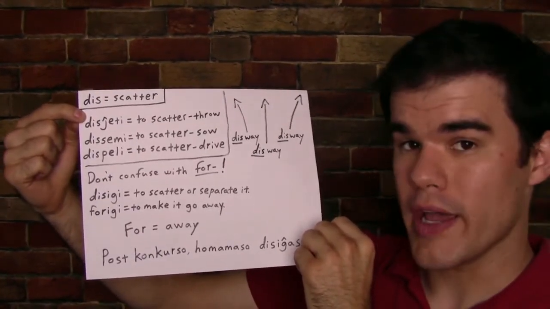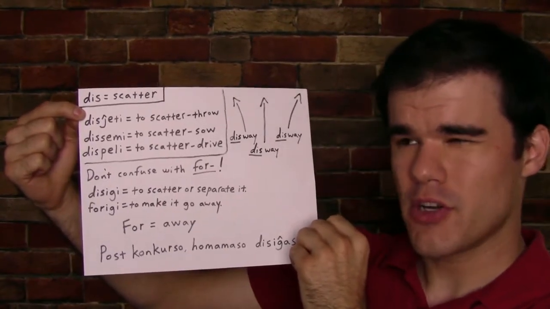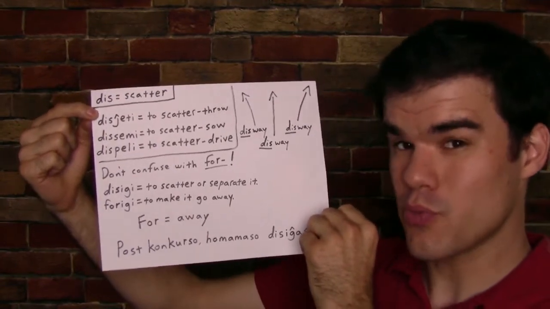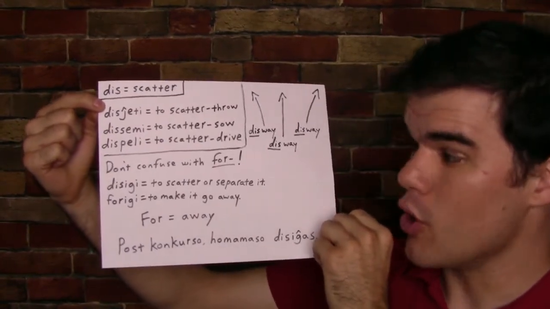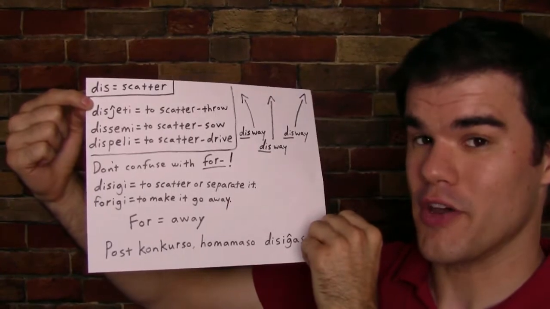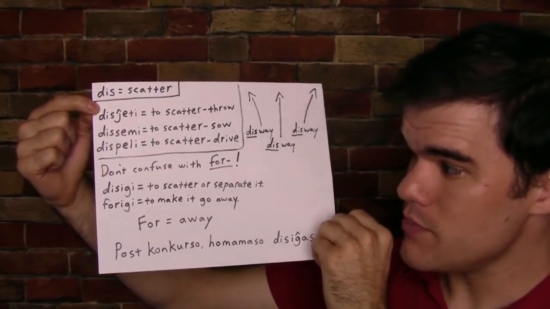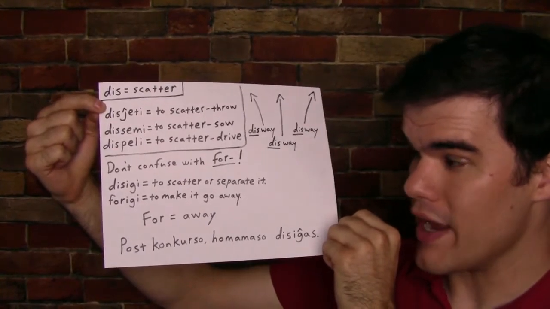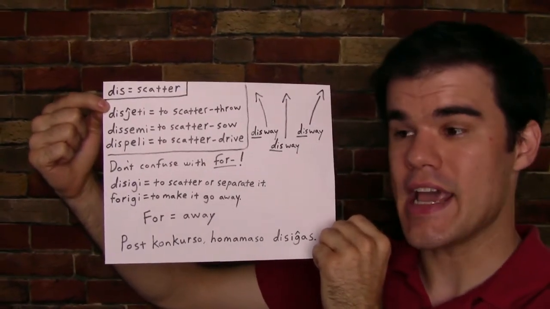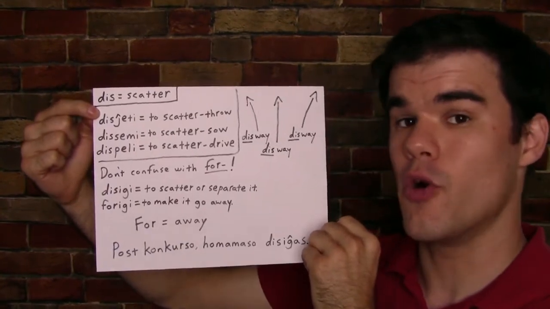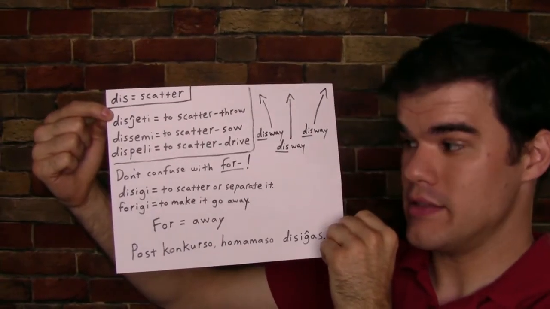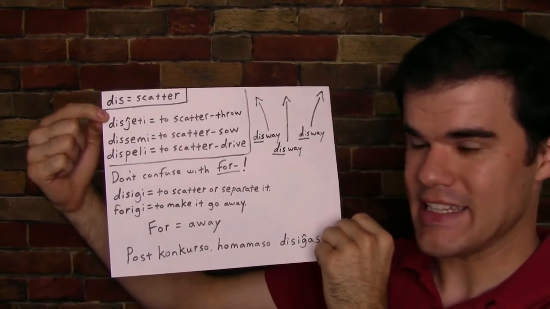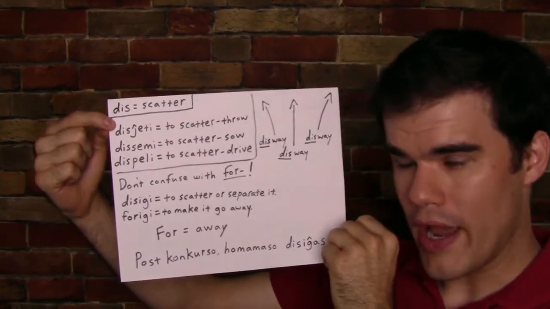For means away. It's often used as a prefix, but it also works as a standalone preposition very often, so that's why we don't include it as an official prefix here, but it's very important to know and to get used to seeing in front of other words. Disigi would be to scatter or separate something, whereas forigi is to make it go away. For example, if I was teaching a class and I took some student's cell phone away and gave it back to him later, I did not disigi it, I didn't scatter it, I simply took it away.